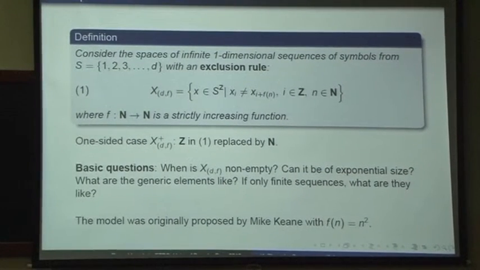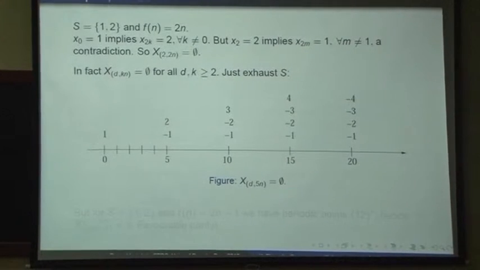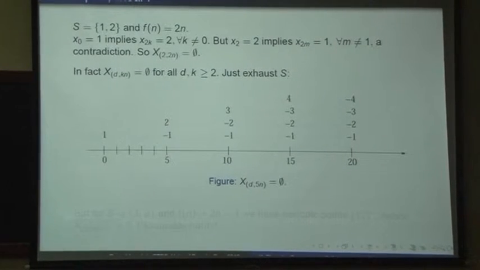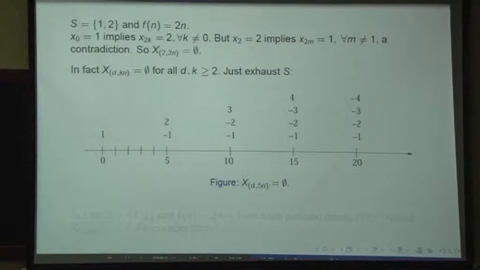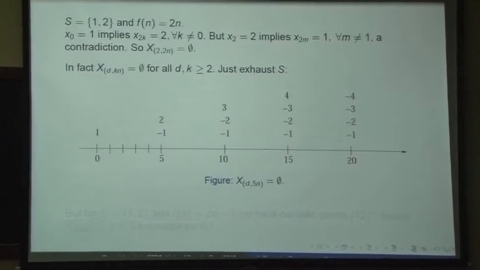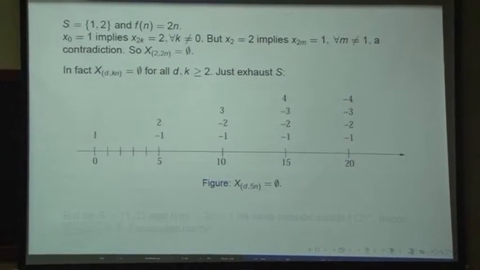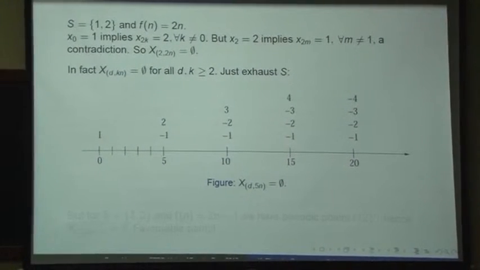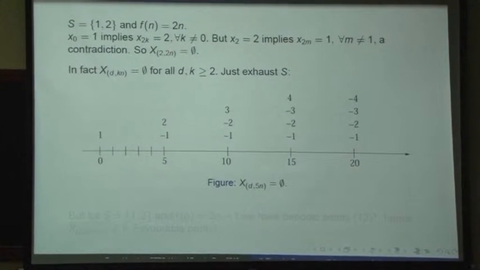Okay, let's consider some very simple stuff first, a little bit of how this is working. So for instance, if we have two symbols in our sequence, the function is just 2n, it's really simple in here to see that this space is empty, just by assigning a couple of symbols and seeing that you get stuck.